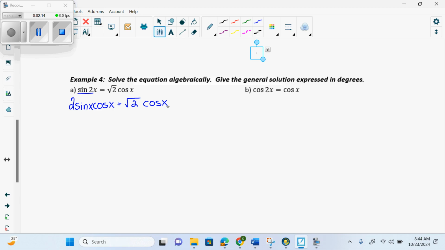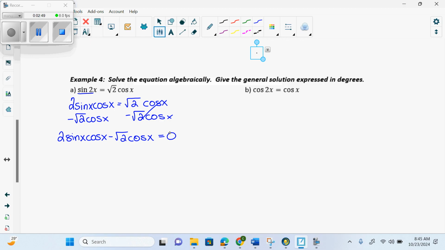So instead of that, what do I always say? We have to get it equal to what? 0. How do we get it equal to 0? By division? Subtracting and adding. So what do we have to do here? Subtract root 2 cos x. So we're going to get 2 sine x cos x minus root 2 cos x equals 0.